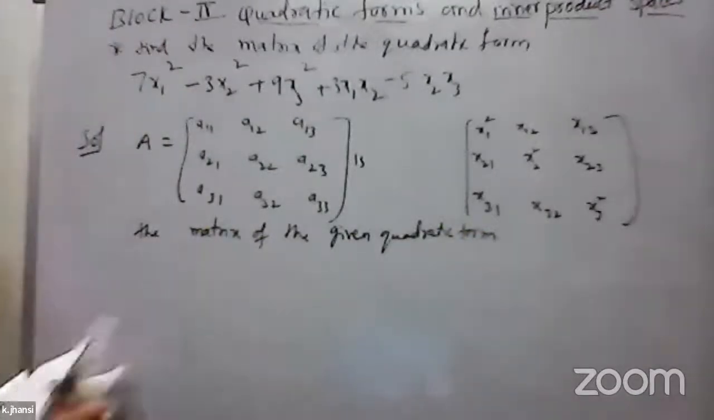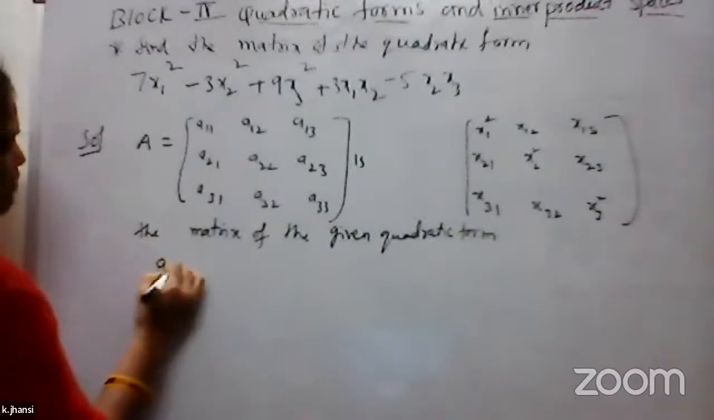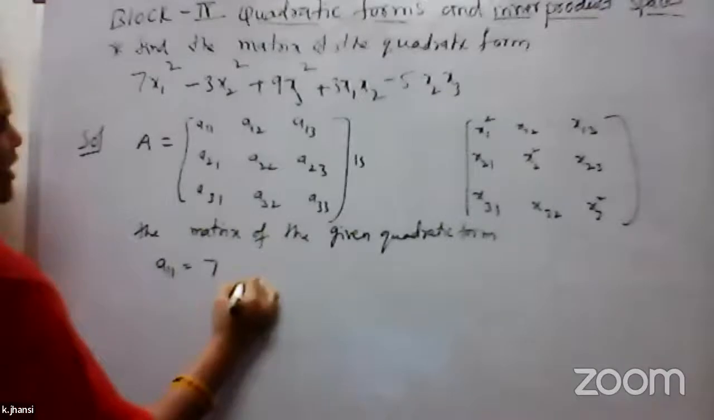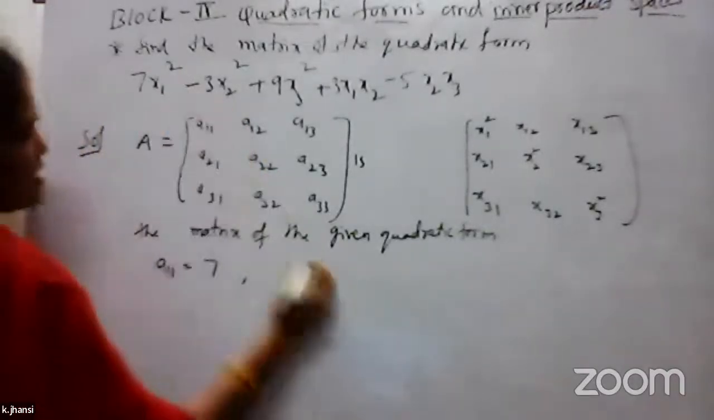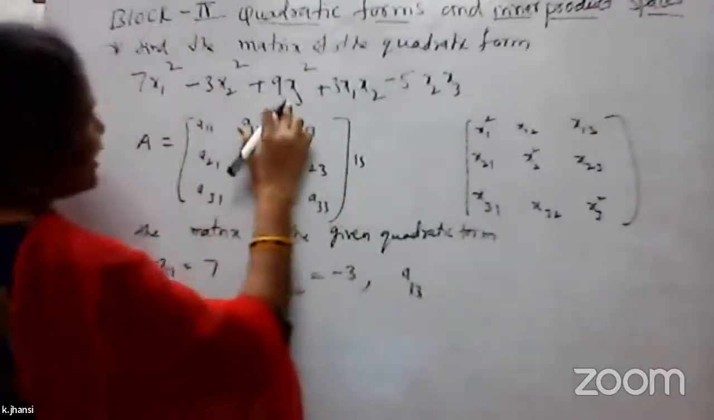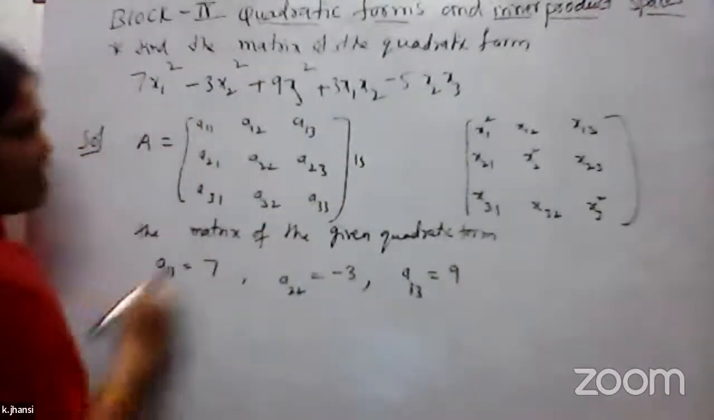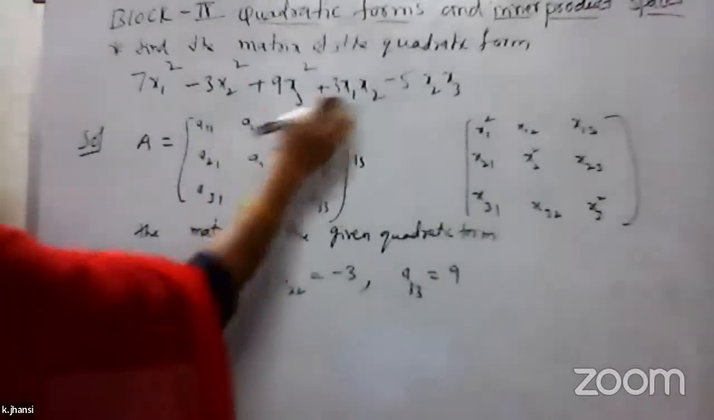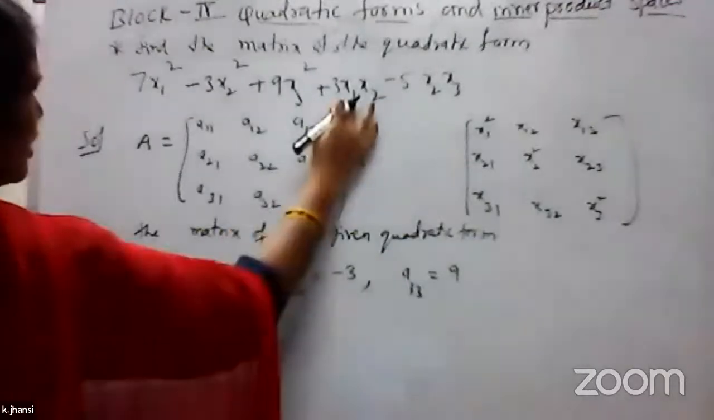Okay, so from this, here x1 square is there. Now, what is A11? X1 square means this is equals to 7. Next to A22 value, it is minus 3. Next to A33. So x3 square, it is equals to 9. But here only 3 values are there, but we need 9 values. Okay. So here this A12 is equals to 1, 2 is there.